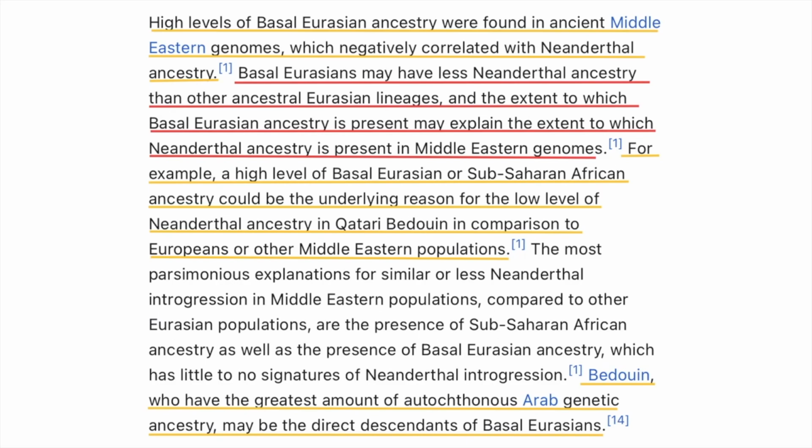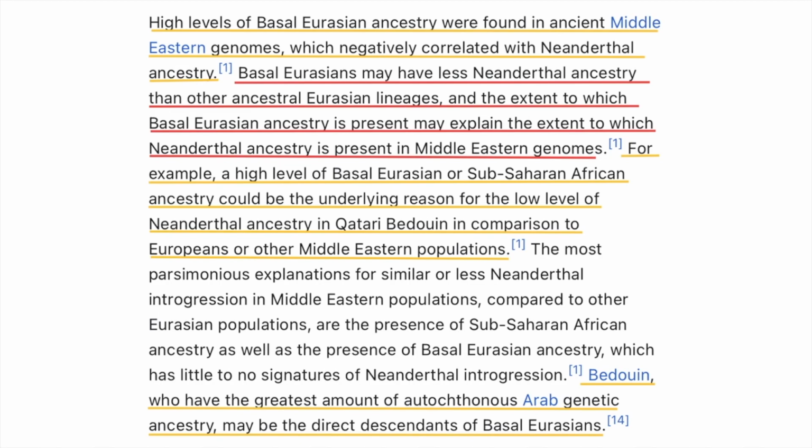Basal Eurasians may have less Neanderthal ancestry than other ancestral Eurasian lineages, and the extent to which basal Eurasian ancestry is present may explain the extent to which Neanderthal ancestry is present in Middle Eastern genomes. For example, a high level of basal Eurasian or sub-Saharan African ancestry could be the underlying reason for the low level of Neanderthal ancestry in Qatari Bedouin in comparison to Europeans or other Middle Eastern populations.